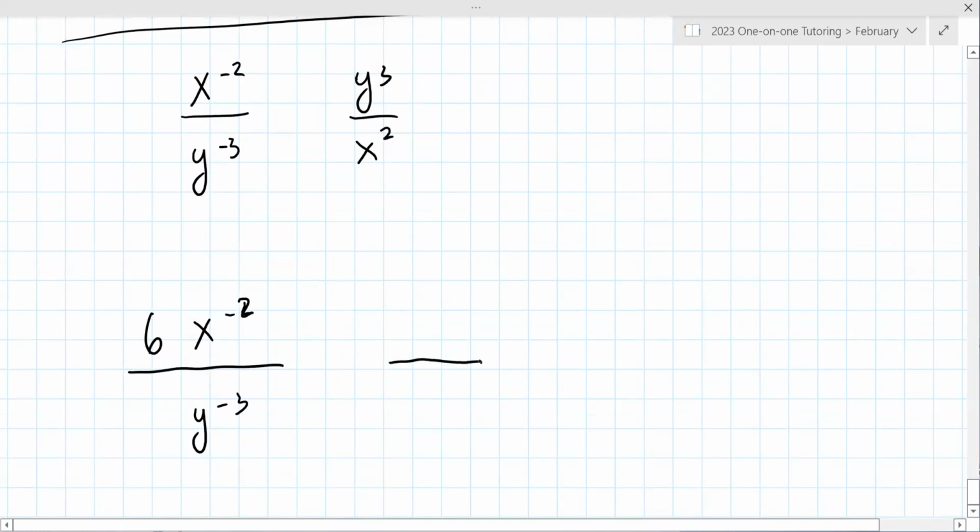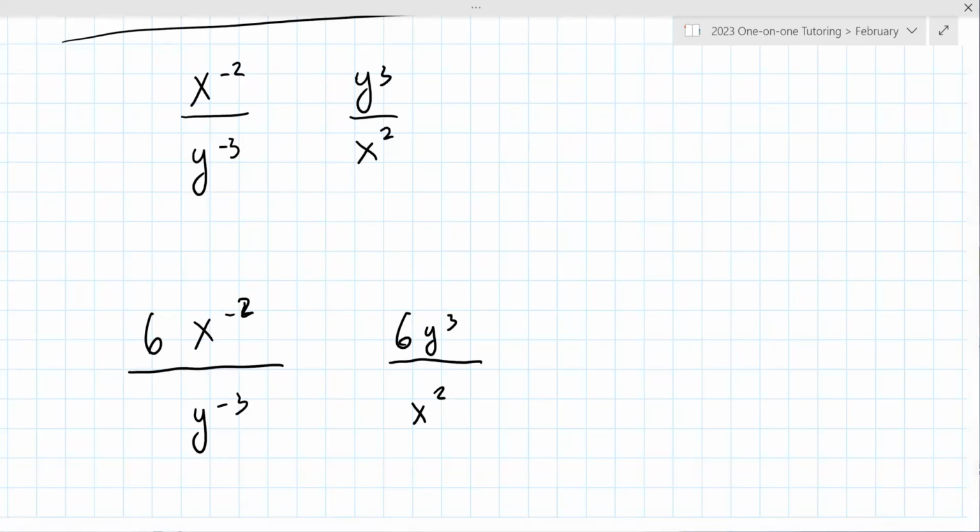So you make it 6 times y3 over x2. I heard something kind of like this. Is that what you meant? Oh, yeah, that's what I was going to do. Okay. So the 6 is not impacted by any of this. It's just on the side.